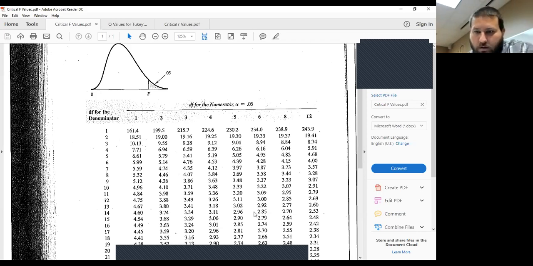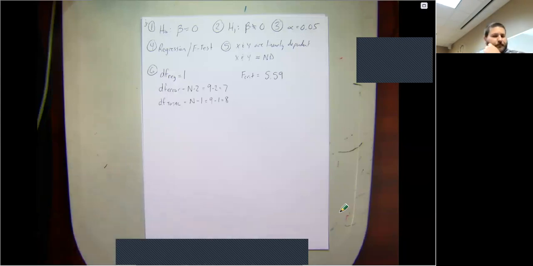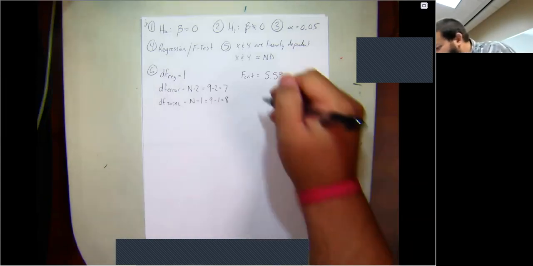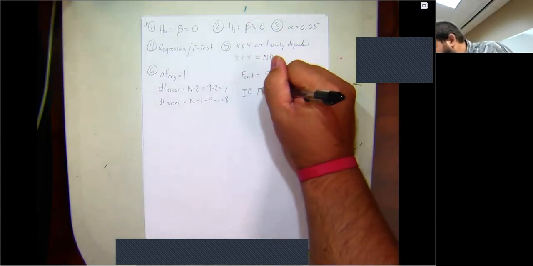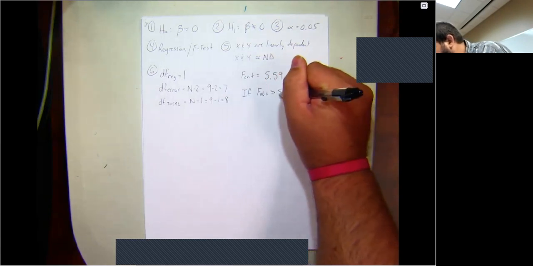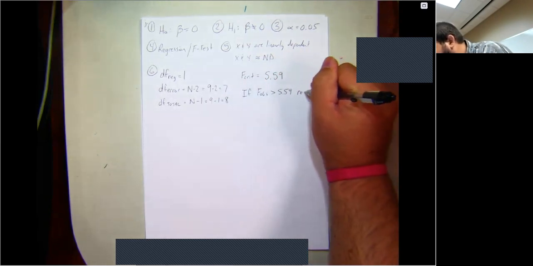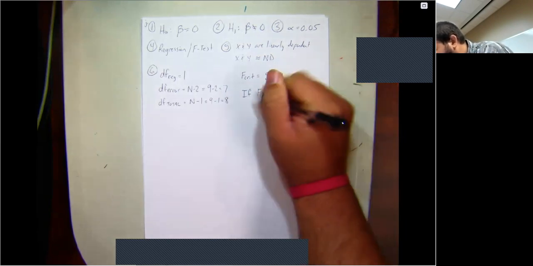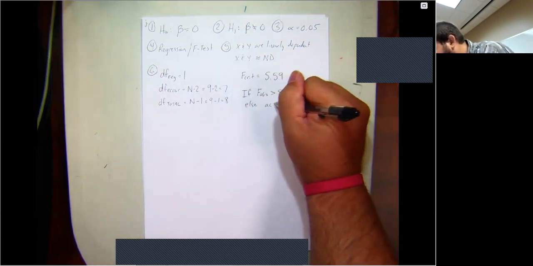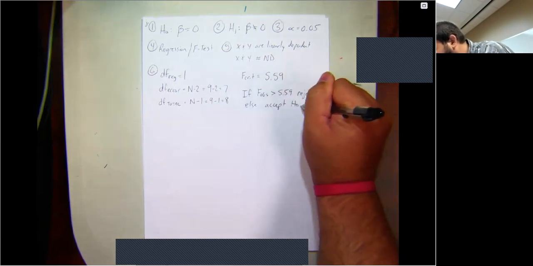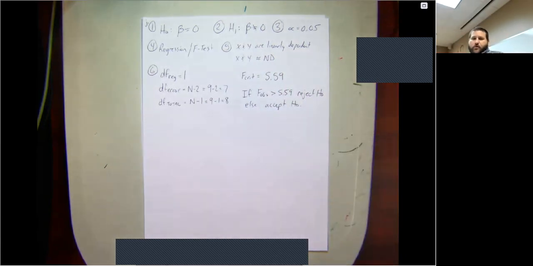And now we can go back to our document camera. See, our F critical is 5.59, and we say our decision rule: if F observed is greater than 5.59, reject H0, else accept H0. All right, so all 6 are in there. Sorry, my back's hurting.